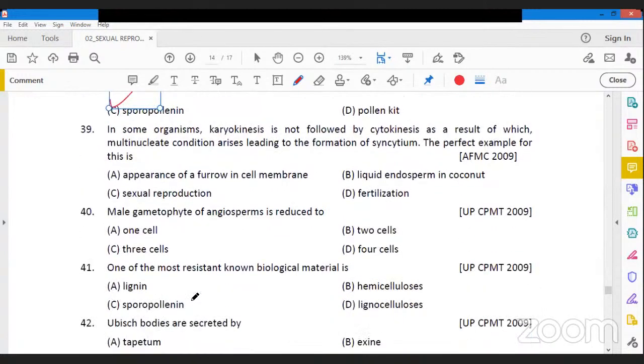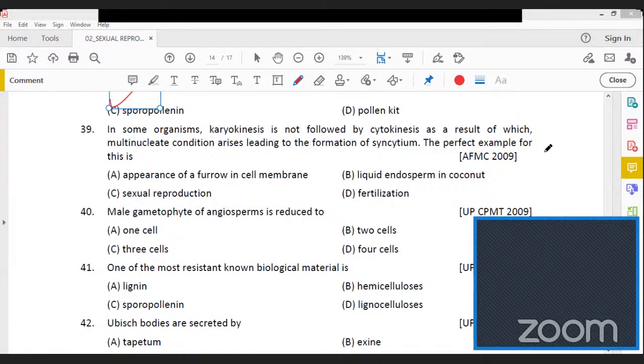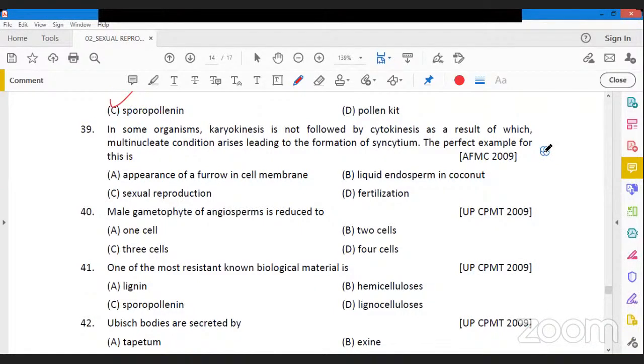So 39th. In some organisms, karyokinesis is not followed by cytokinesis, as a result of which multinucleate condition arises, leading to formation of syncytium. A perfect example for this is, think, you can easily answer. The nucleus keeps dividing, but the cytoplasm or cell does not divide, so there are many nuclei inside one cell. So it is the liquid endosperm of the coconut. That is why it is called nuclear endosperm.